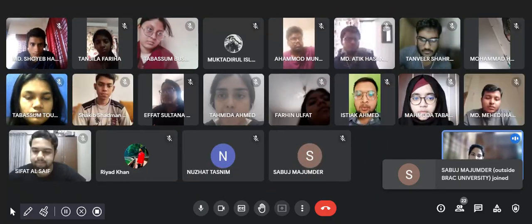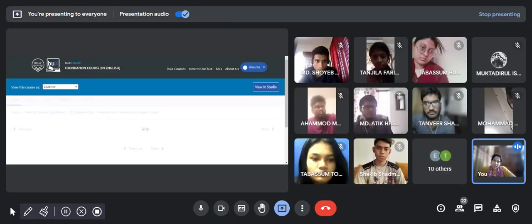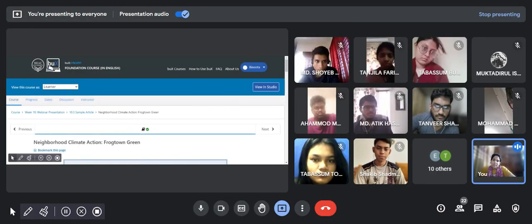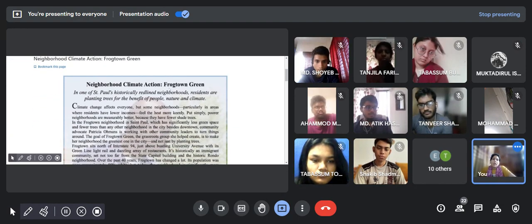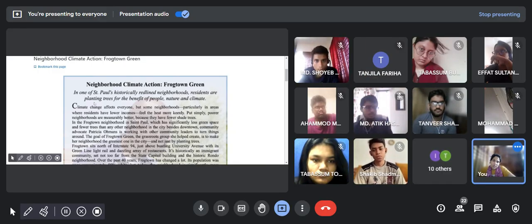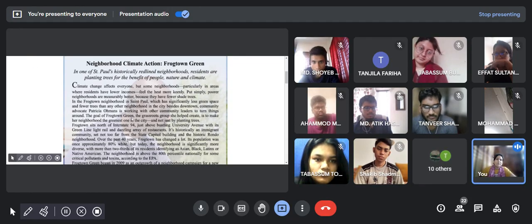So if you go next, you will see an article is given, Neighborhood Climate Action. It is written by Frogtown Green. So if we look at this sentence, in one of St. Paul's historically redlined neighborhoods, residents are planting trees for the benefit of people, nature, and climate. So we can understand it's about climate and how it benefits people, nature, and climate.